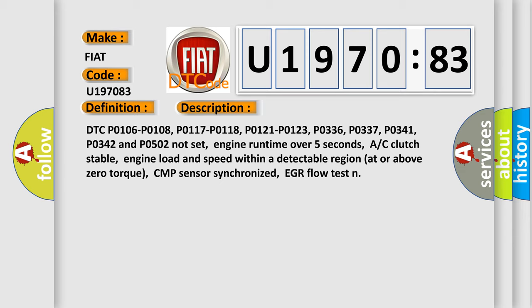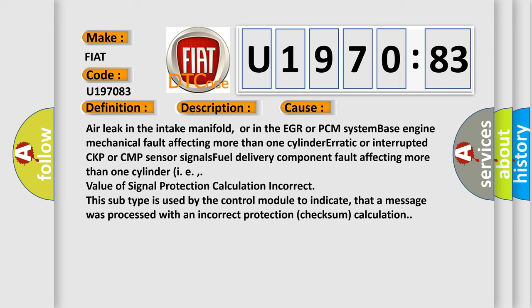DTC P0106, P0108, P0117, P0118, P0121, P0123, P0336, P0337, P0341, P0342 and P0502 not set, engine runtime over 5 seconds, AC clutch stable, engine load and speed within a detectable region at or above zero torque, CMP sensor synchronized, EGR flow test. This diagnostic error occurs most often in these cases: air leak in the intake manifold, or in the EGR or PCM system, base engine mechanical fault affecting more than one cylinder, erratic or interrupted CKP or CMP sensor signals, fuel delivery component fault affecting more than one cylinder, i.e., value of signal protection calculation incorrect. This subtype is used by the control module to indicate that a message was processed with an incorrect protection checksum calculation.